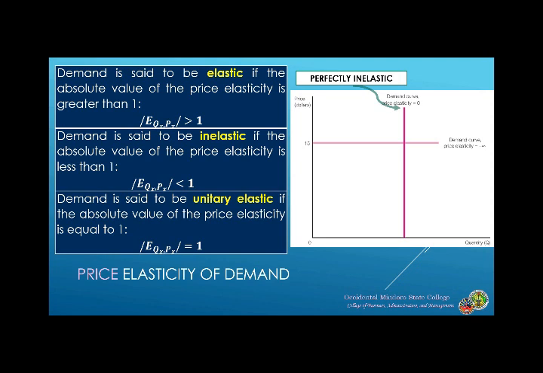When it equals 0, that is perfectly inelastic. And when it is infinite, we have perfectly elastic. So what does elastic mean? What if it is greater than 1? When demand is elastic, the quantity is sensitive to a change in price. Meaning, there are many substitutes available for that product. That's why a small change in price can change the quantity demanded. So when the company increases its price, the quantity demanded decreases.